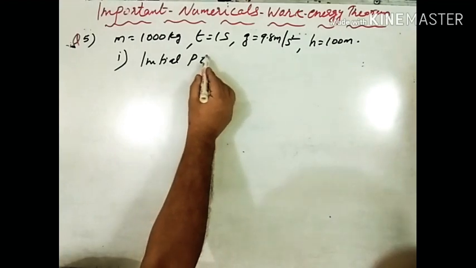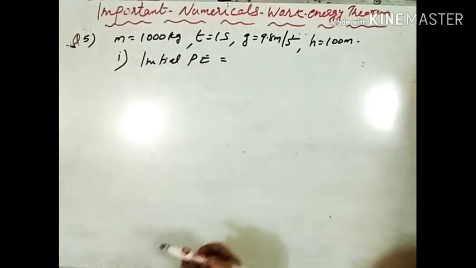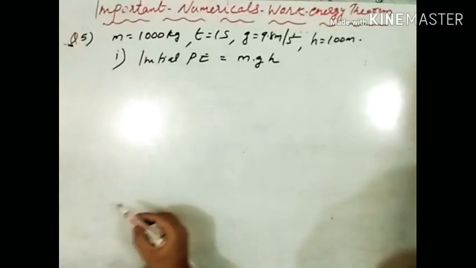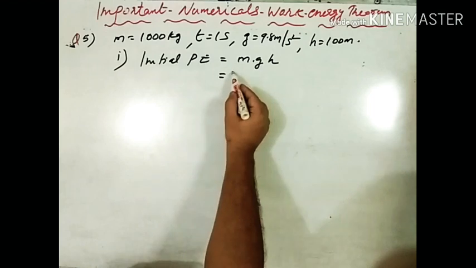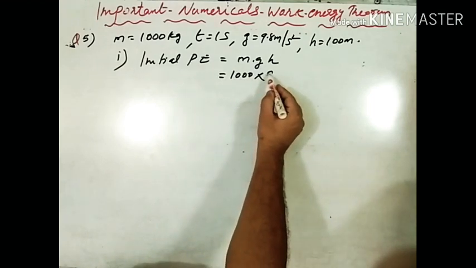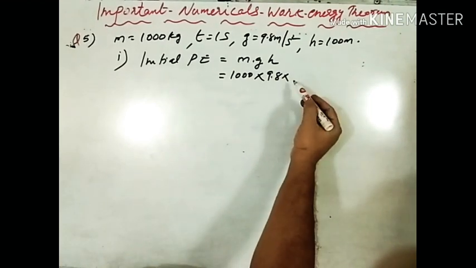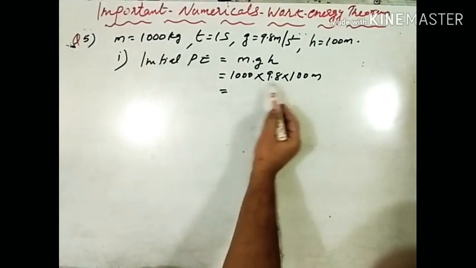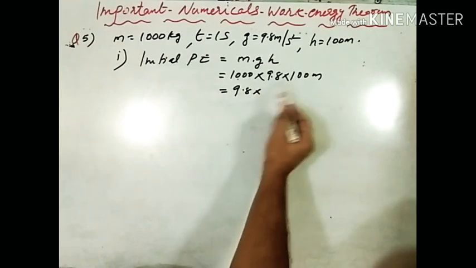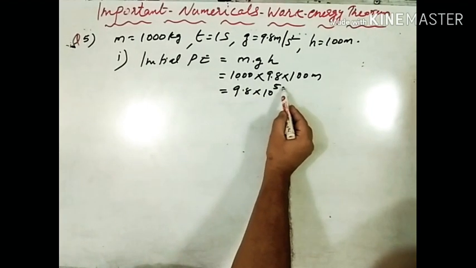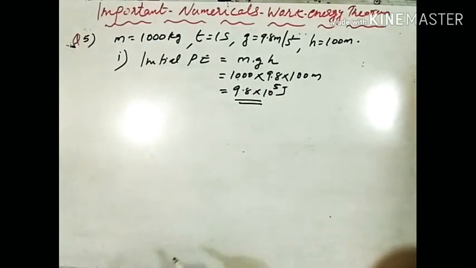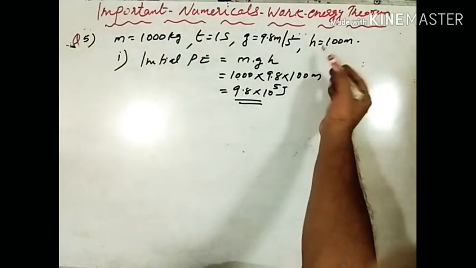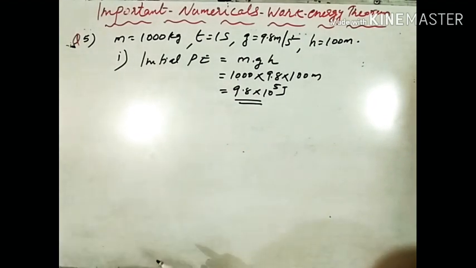Initial PE of water. When the water is stored high up in the dam, it has potential energy. That is equal to mgh. Very simple. I can write 1000 into 9.8 into height 100 meter. So I can get it as 9.8 into 10 to the power 5 joule. This is the initial potential energy of the water which is stored high up in a dam at a height of 100 meter.